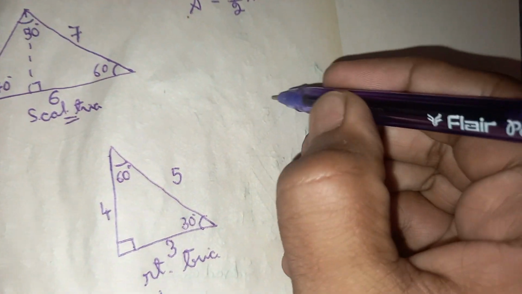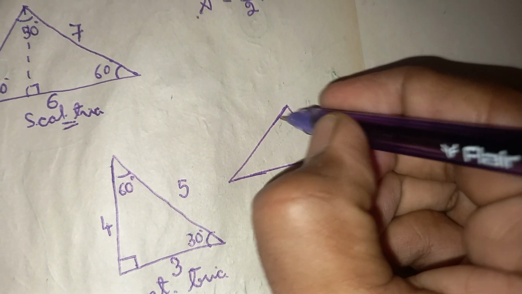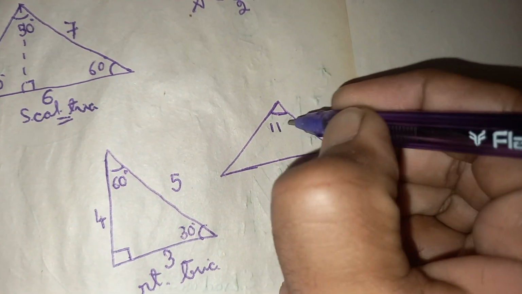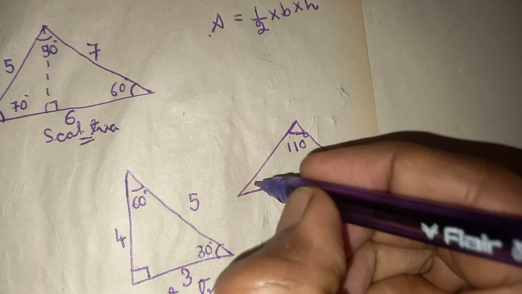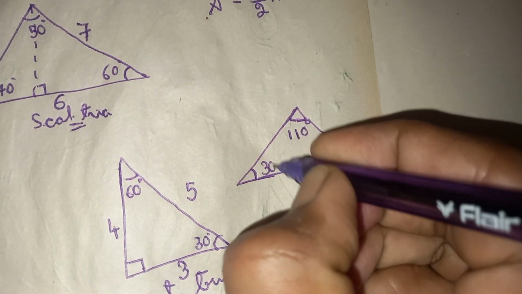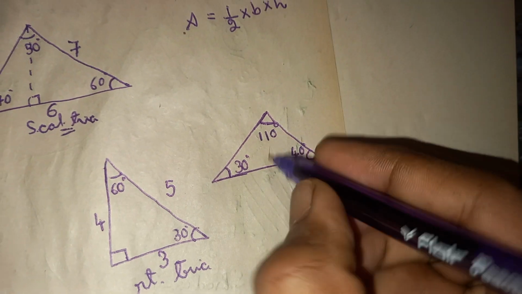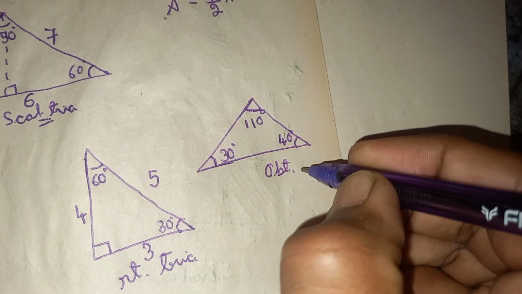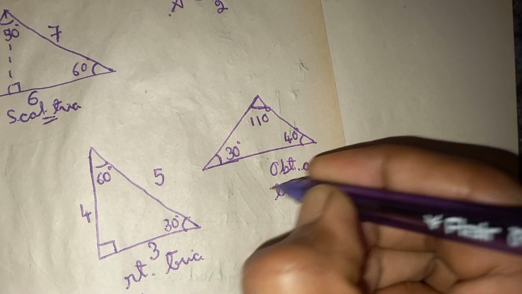In obtuse angle triangles, any one of the angles is bigger than 90 degrees. Like here, 110 degrees. The other two add up to 70 degrees, that is, this is 30 degrees and this is 40 degrees. That makes 70 degrees. This is known as an obtuse angled triangle. Acute, right, obtuse angled triangle.